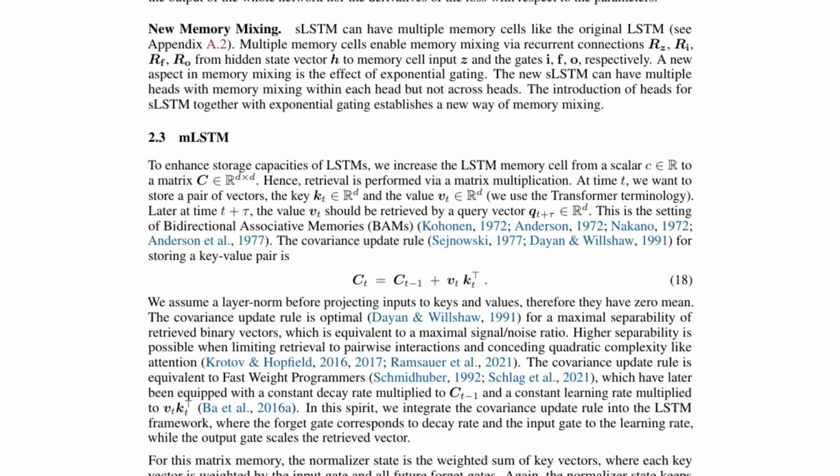New memory mixing. sLSTM can have multiple memory cells like the original LSTM. Multiple memory cells enable memory mixing via recurrent connections from hidden state vector to memory cell input and the gates, respectively. A new aspect in memory mixing is the effect of exponential gating. The new sLSTM can have multiple heads with memory mixing within each head but not across heads. The introduction of heads for sLSTM, together with exponential gating, establishes a new way of memory mixing.